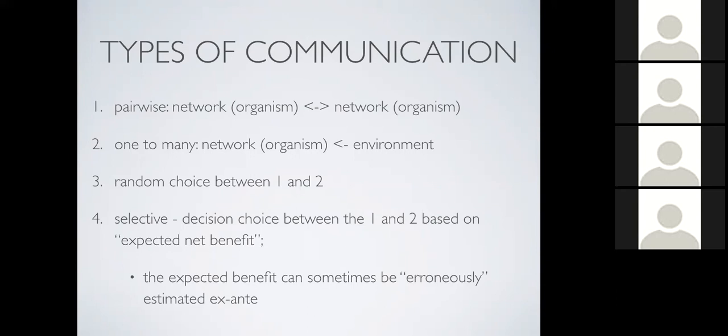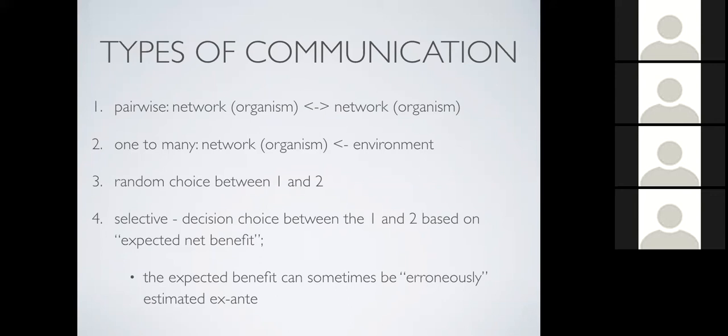You either communicate with a peer, so it's dynamic, or with a static environment, or it can be selective, meaning that any of the organisms actually make a decision about what type of information they produce and consume, what type of information they send and acquire, and the decision choice is based on an expected net benefit.